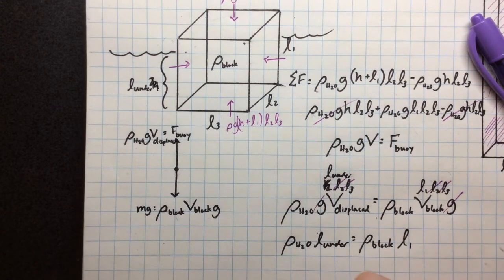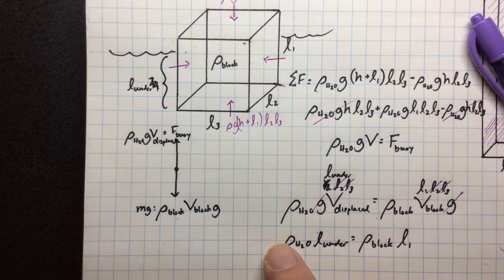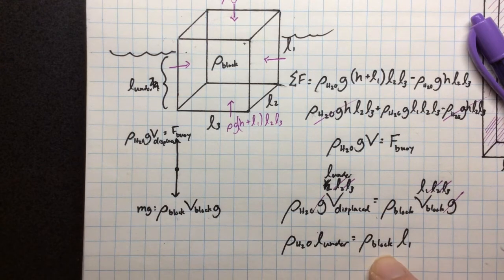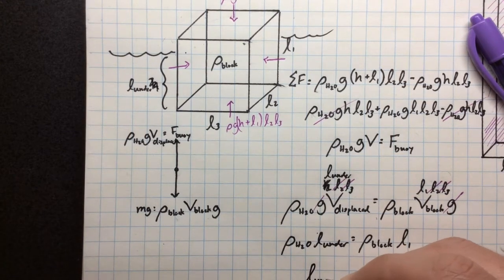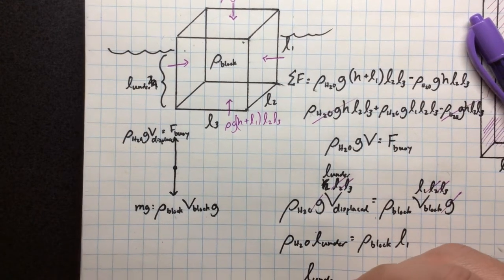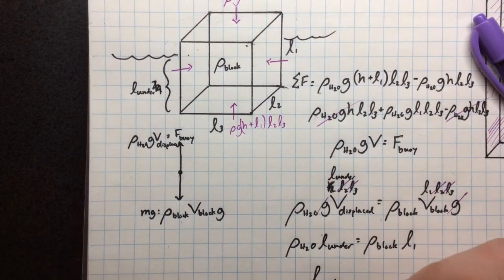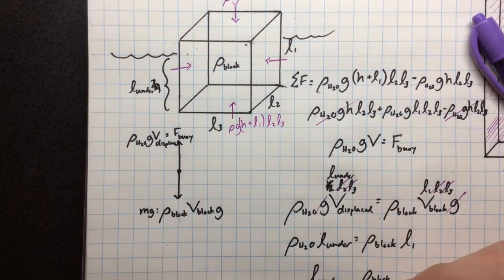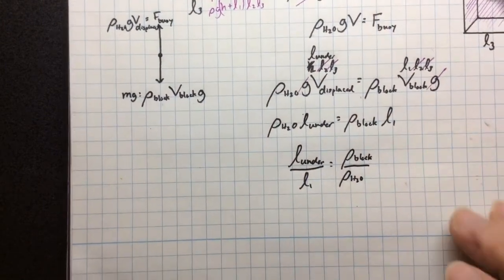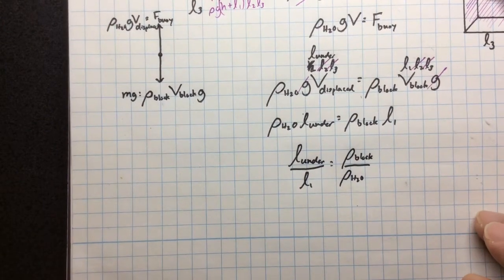And that's kind of cool. The reason why is, let's move the H2O density over here and let's move the L1 over here. So if we have L under divided by L1, the height of the block, that's equal to the density of the block divided by the density of water. And that's kind of neat. I know I kind of went off the page, but that's kind of neat.